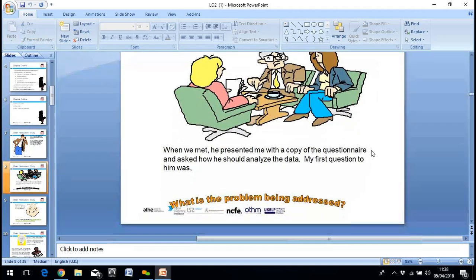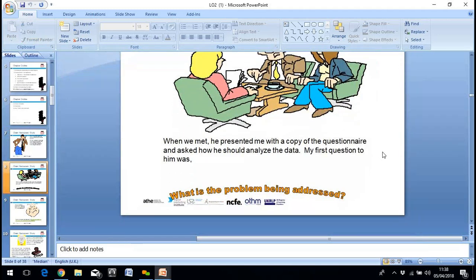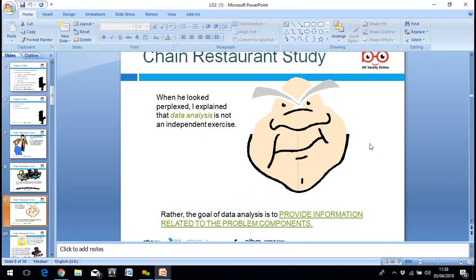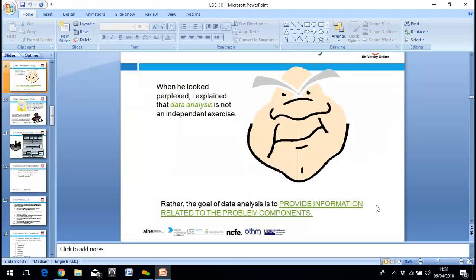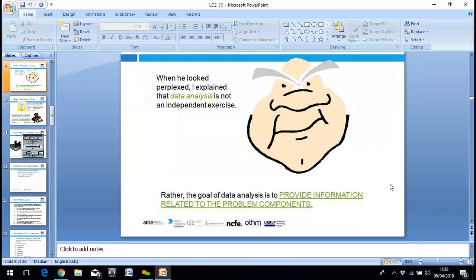When we met, he presented me with a copy of the questionnaire and asked how we should analyse the data. My first question to him was, what is the problem being addressed? He looked perplexed, and I explained that data analysis is not an independent exercise. It has to have a goal. There must be a reason for collecting the information. So you've got to provide information related to the problem and its components.